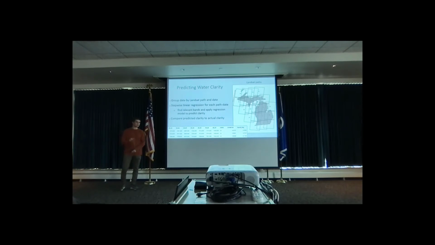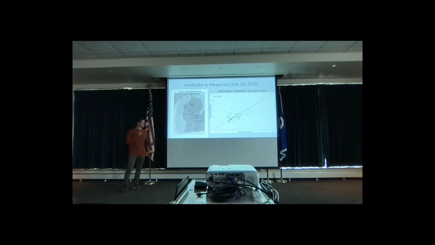And then once I had these two bands or band combinations picked out, I applied a linear regression model to create an actual equation that would predict the water clarity for that group of measurements. And I compare these predicted values to the actual measurements. So this slide shows an example of what one of these groups looked like.